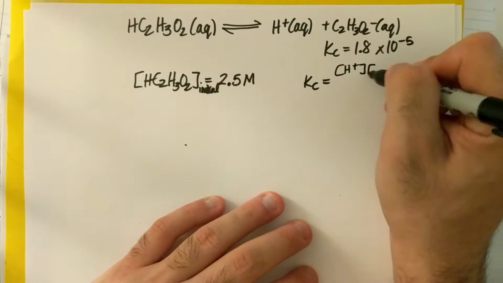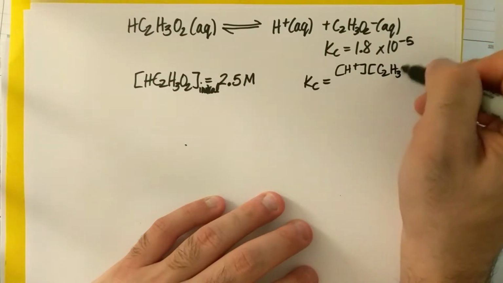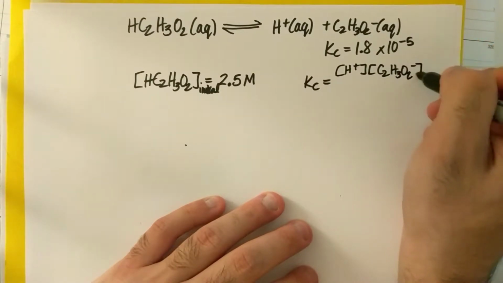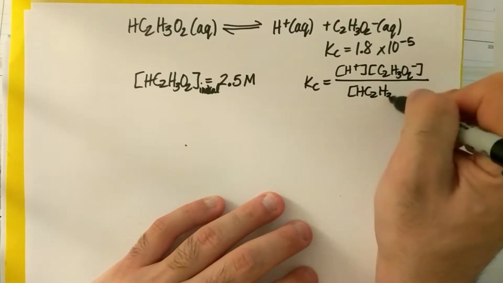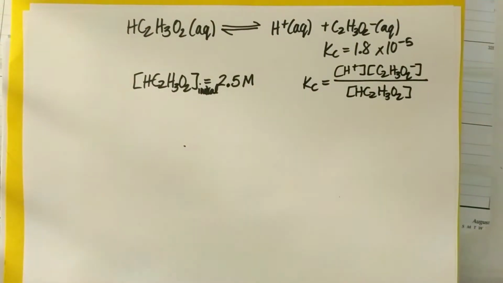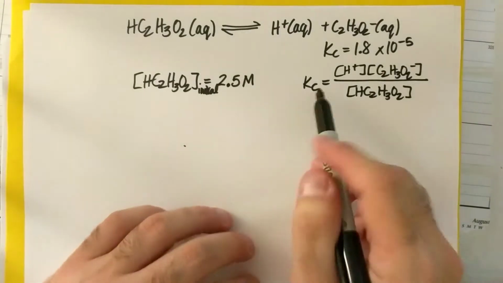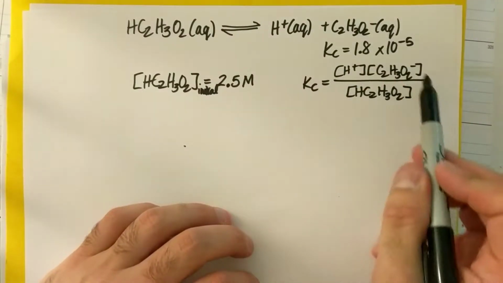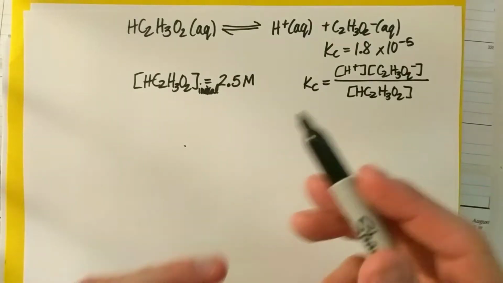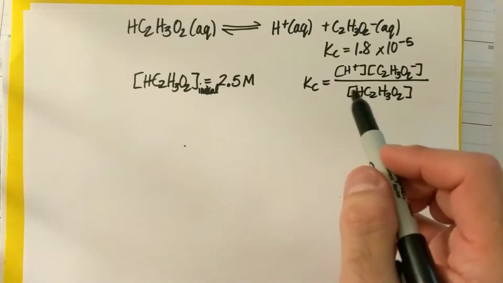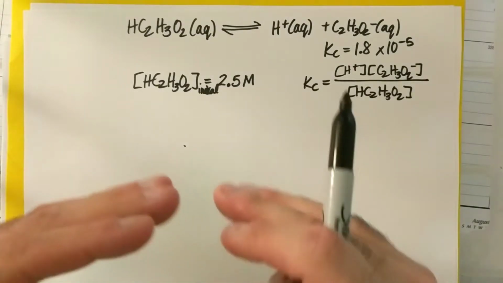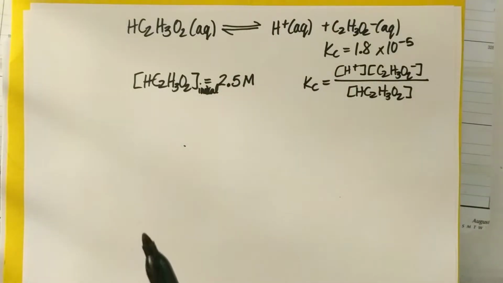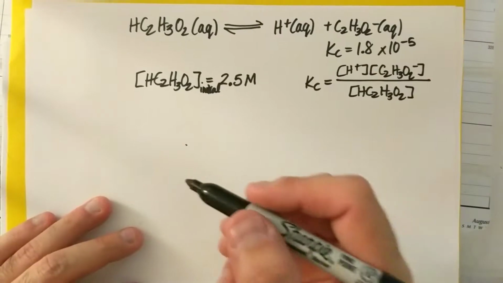So it's concentration of H plus, concentration of C2H3O2 minus, all over the concentration of HC2H3O2. I'm trying to figure out all of my equilibrium concentrations. On your entrance task, I just want to know one equilibrium concentration, but I'm going to show you how I can get all of them. And the best way to do this, of course, is with an ICE table.